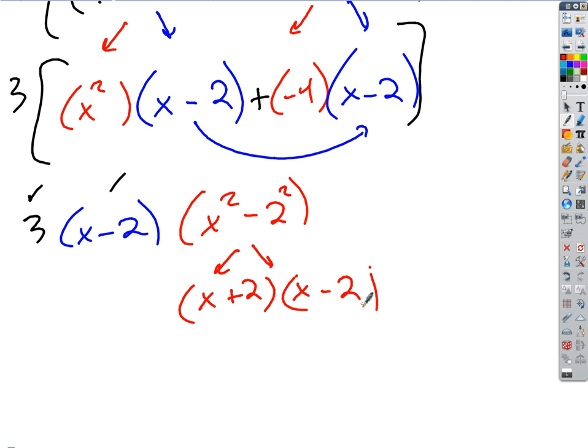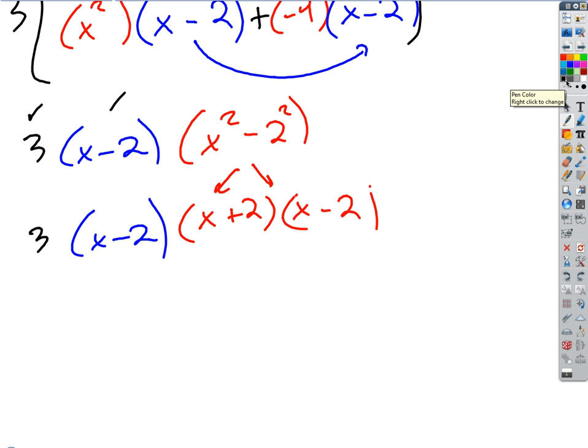Good. And so our final answer just looks like 3 times x minus 2 times x plus 2 times x minus 2. That's completely factored. Is it written in its simplest form? No. It's a tricky one, isn't it? What could I do to make that answer just a little bit simpler? Here, I'll give you a hint. This might help if I write it this way. I'll write the products in a little bit different order.